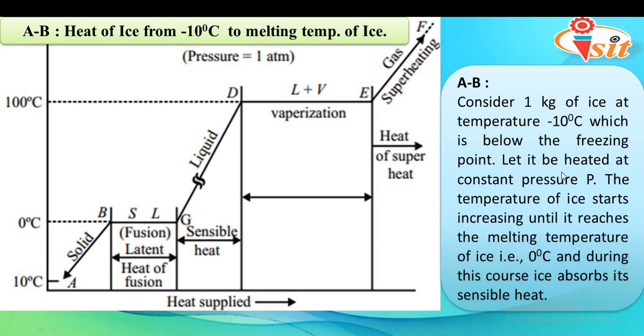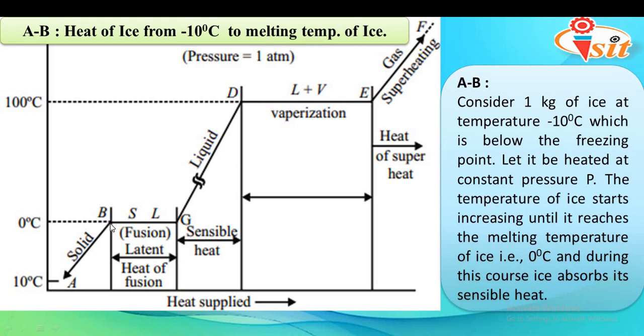So we are heating this 1 kg of ice, which is at minus 10 degrees Celsius, at constant pressure P. As we go on adding heat to that ice, what will happen? The temperature of ice will start to increase. We can represent this in this manner. With the increase in heat there will be an increase in temperature also. Initially it was minus 10, and as we go on adding heat it will go minus 9, minus 8, minus 7, minus 6. In this pattern it will go up until we reach 0 degrees Celsius.